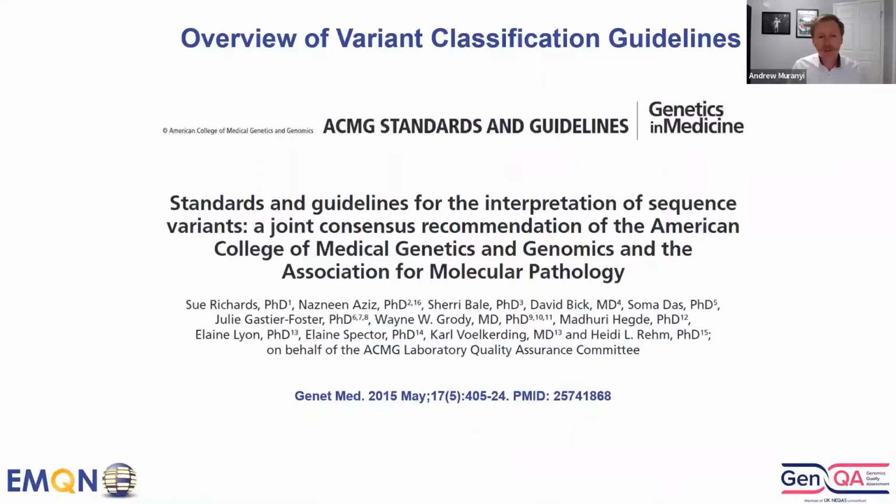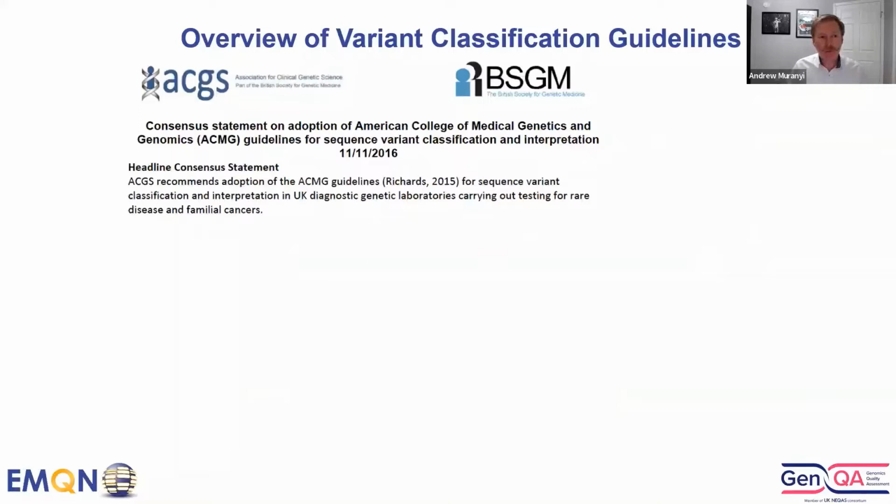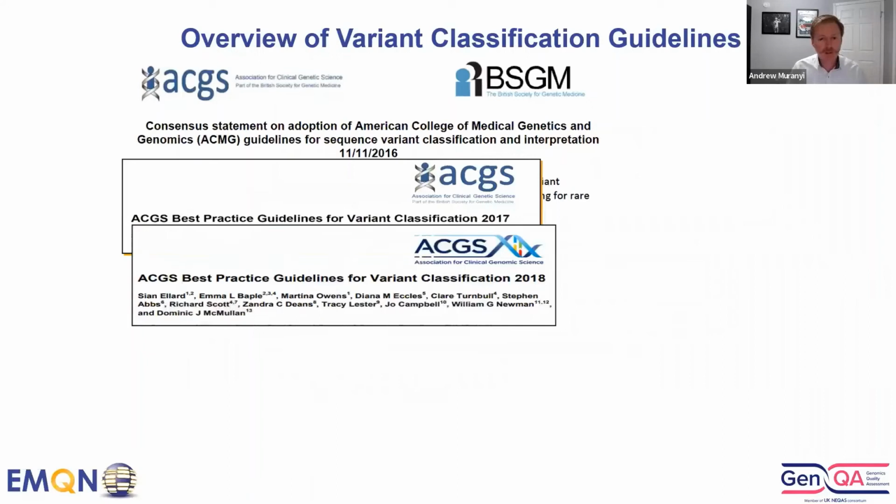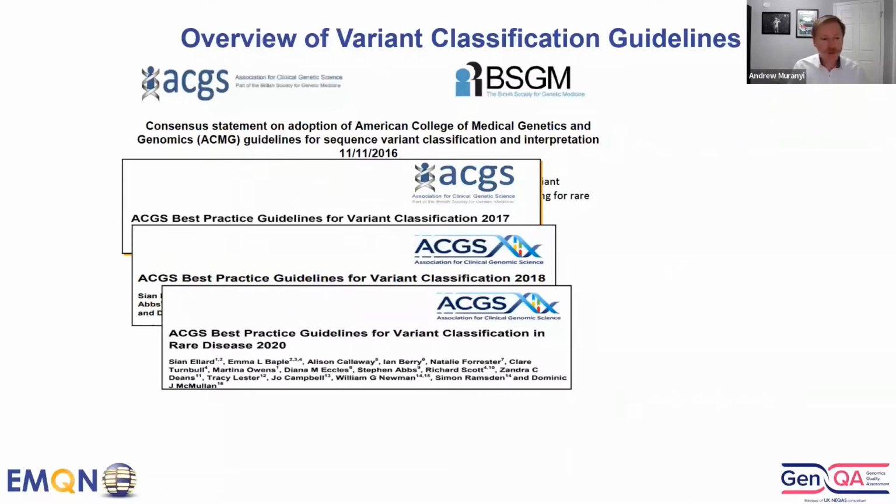After the 2015 guidelines were published, a number of other consensus statements and guidelines came out from groups such as the ACGS and the BCGS. There are several best practice guidelines that came out, as well as from the CanVIG-UK group.